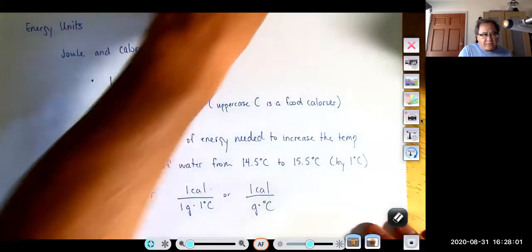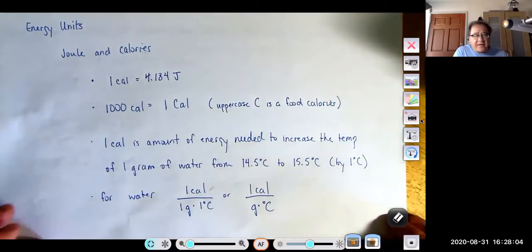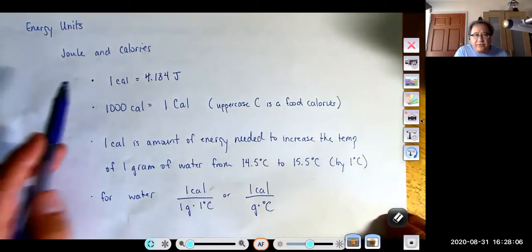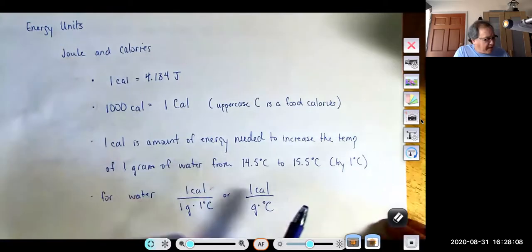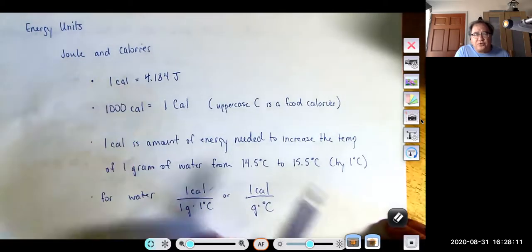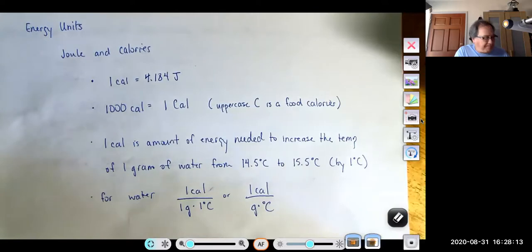Okay, we're going to continue from where we left off. So we're talking about energy units. The units that we use are joules and calories. 1 calorie is 4.184 joules. That's not exact, but you should remember it.